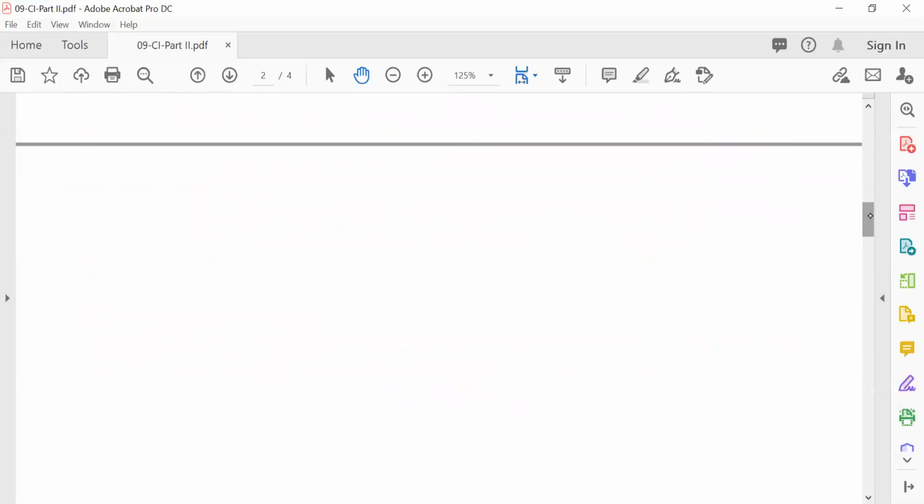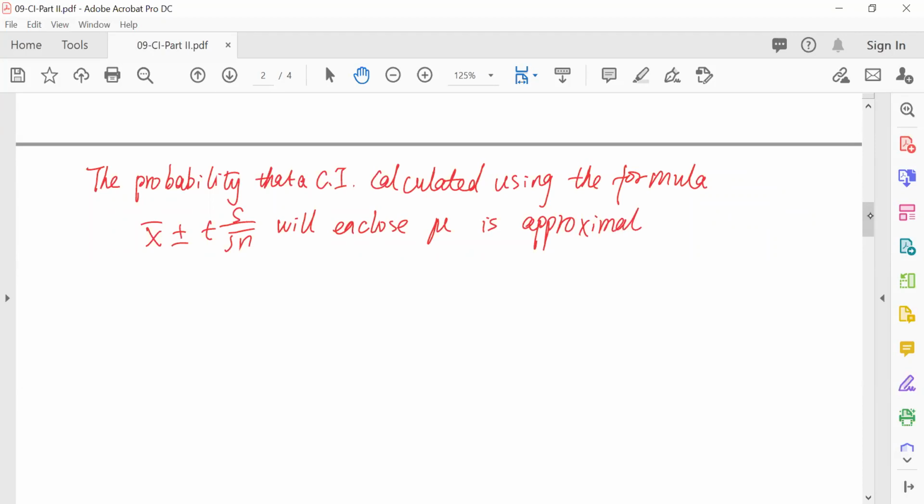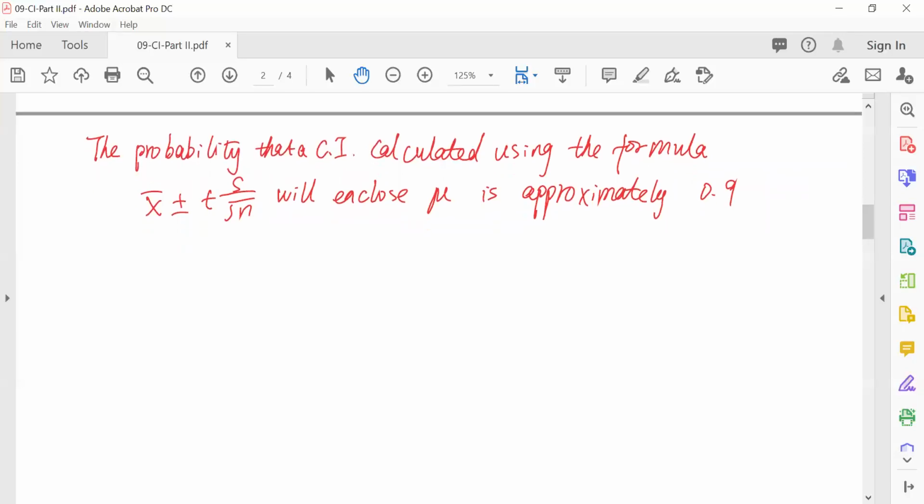And now moving to the next page, the probability that a confidence interval calculated using the formula that we have used, this x bar plus or minus t s over square root of n, will enclose mu is approximately 90%. Any questions about B and C?